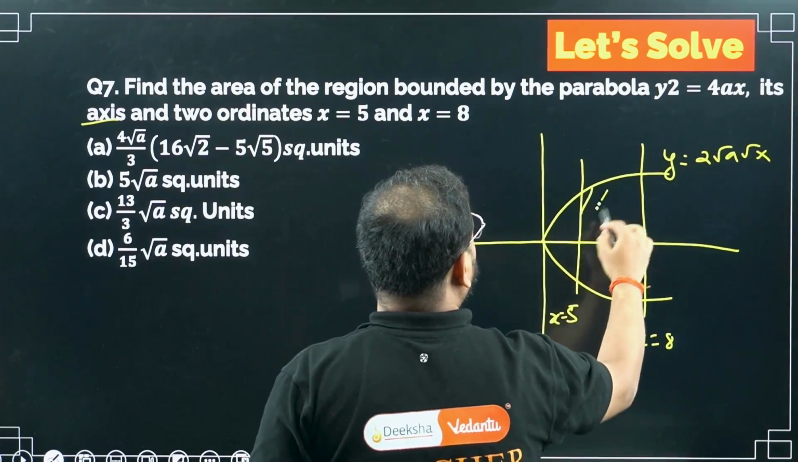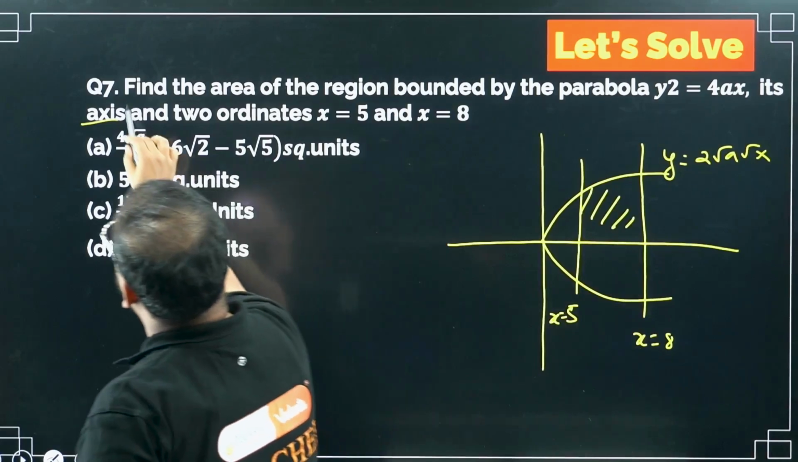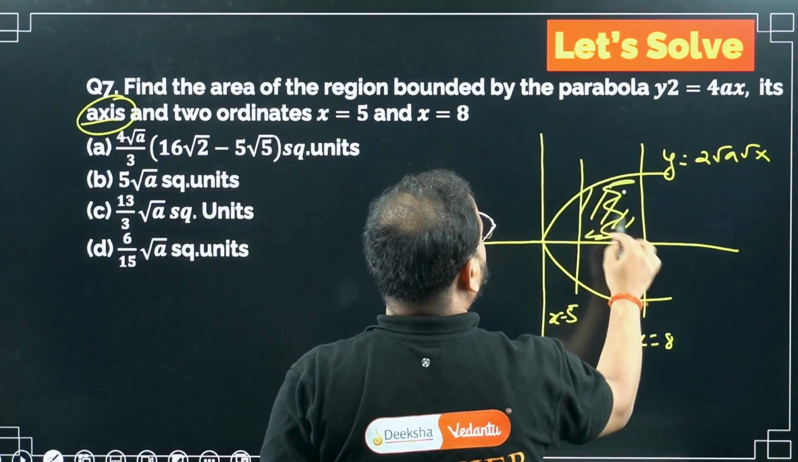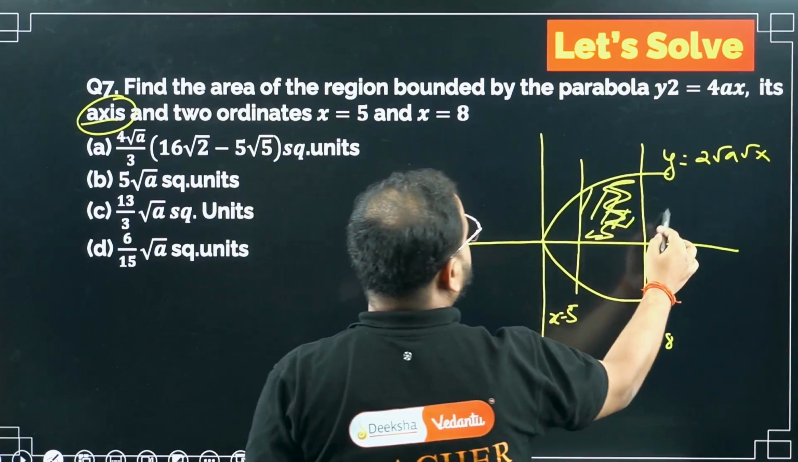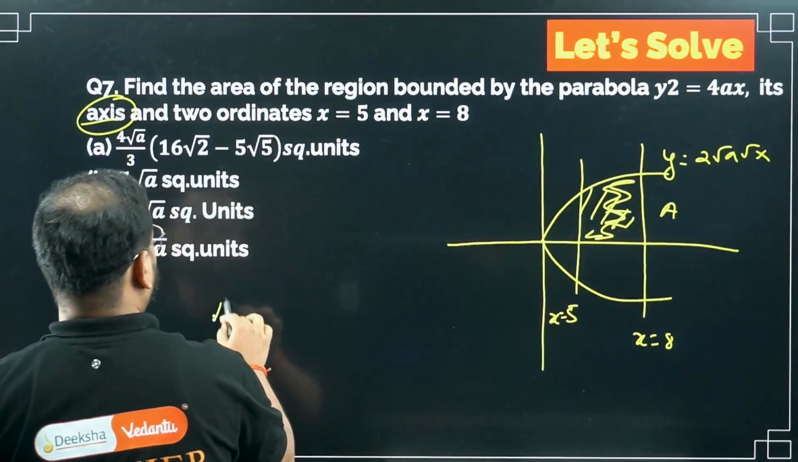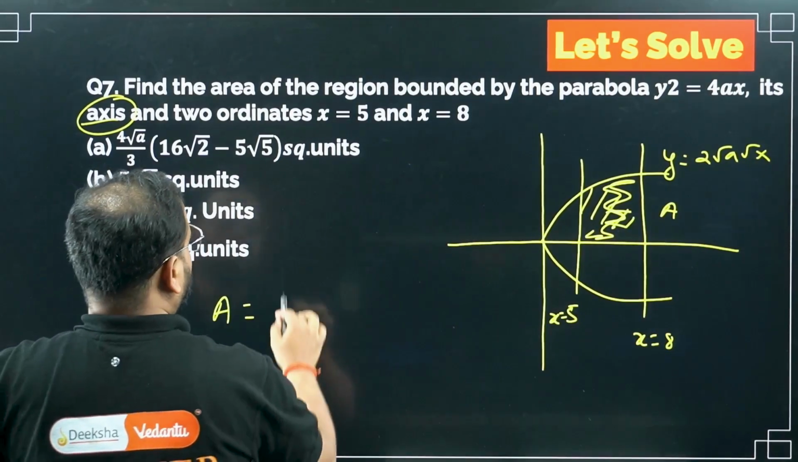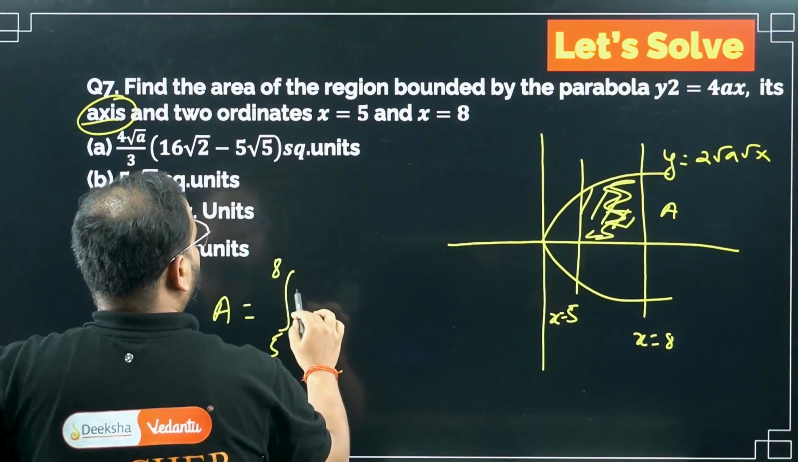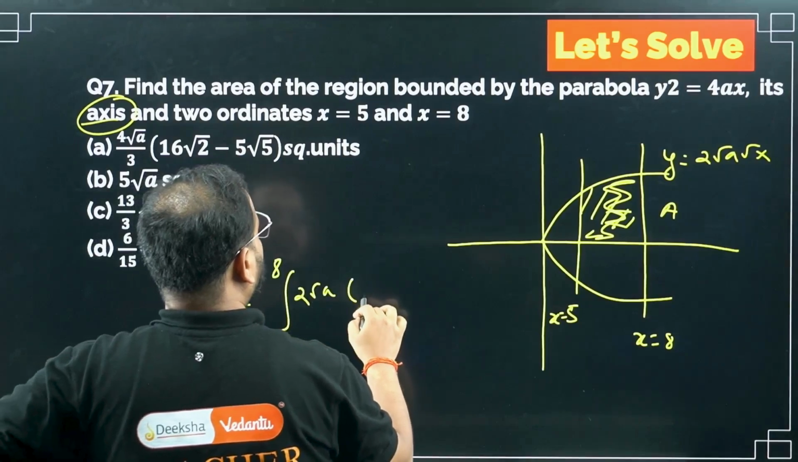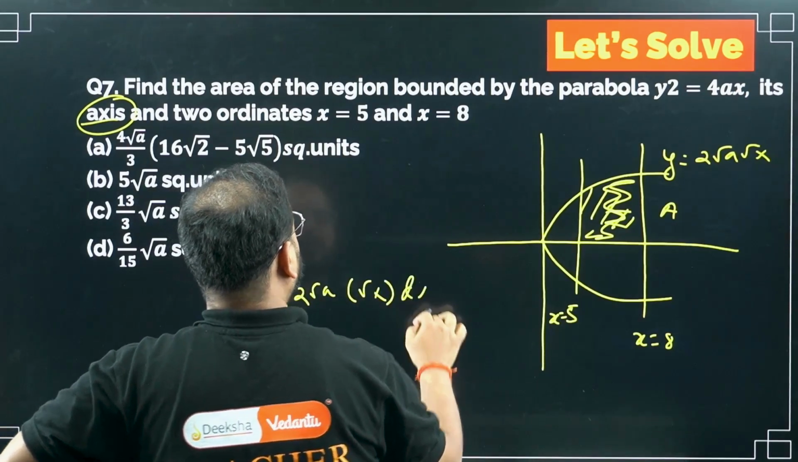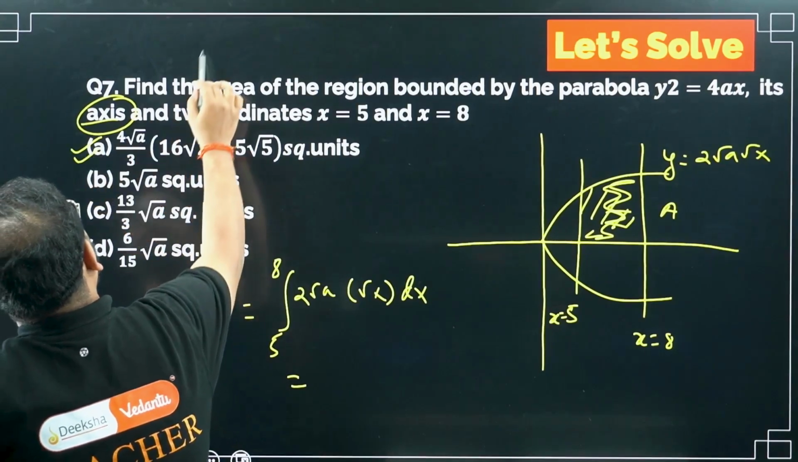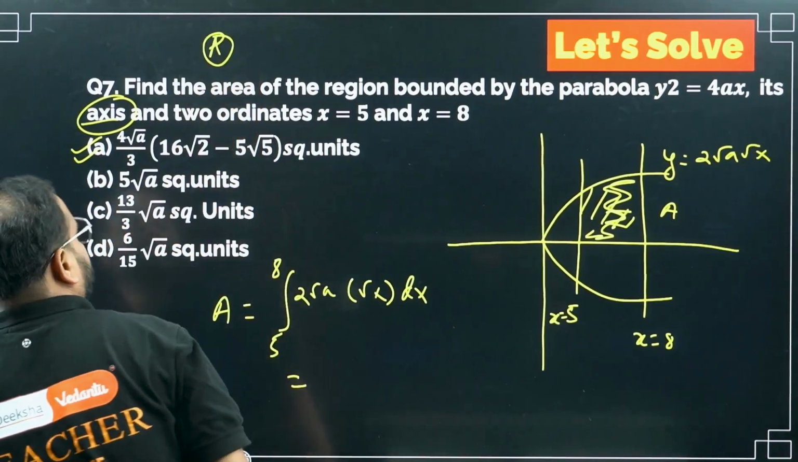This is my required region, because they have mentioned the x-axis, so we have to take the limit with the x-axis. This is the area that we are looking to find. My A will become integration from 5 to 8 of 2 root a, which is the constant part, root x dx. Solve this, you're going to get the answer as option number A.